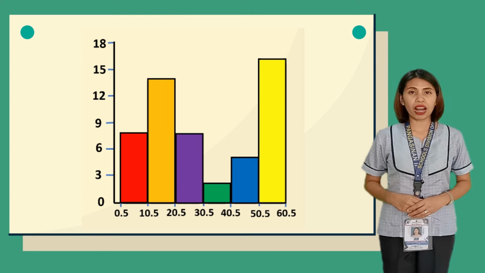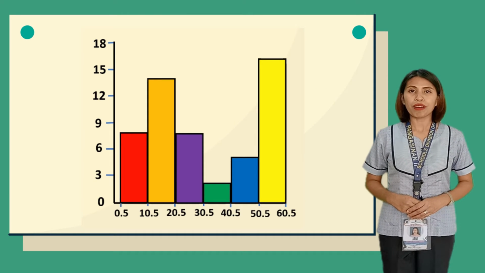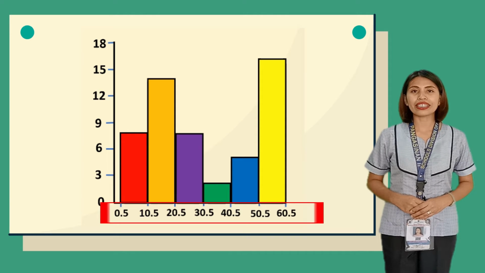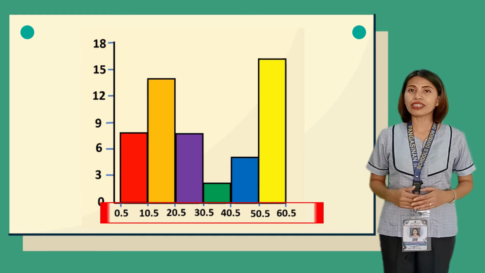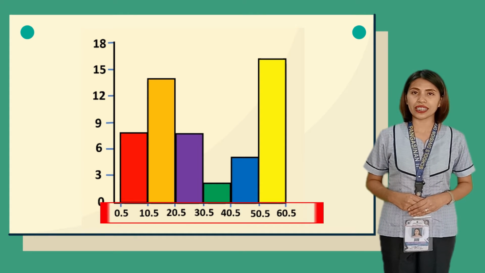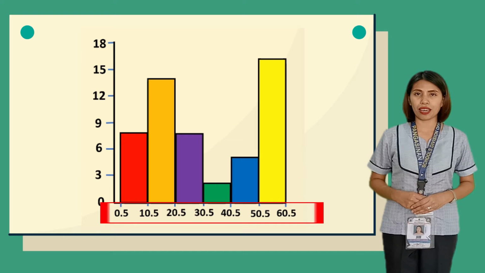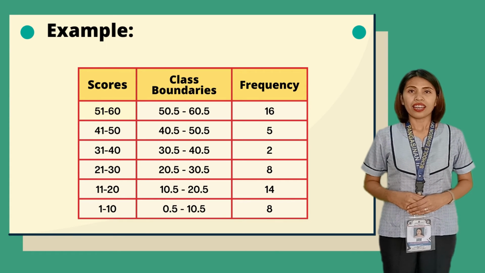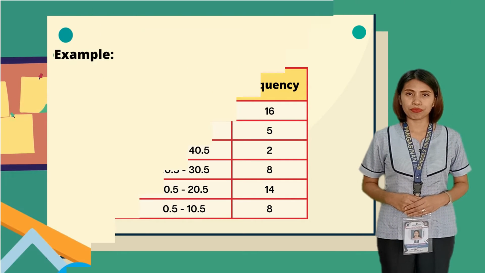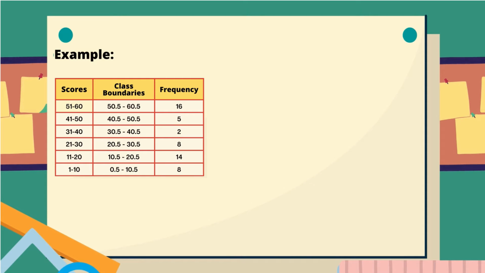Because consecutive bars of a histogram must touch, bars must begin and end at class boundaries instead of class limits. Class boundaries are the numbers that separate classes without forming gaps between them. Using the given data, let us construct a histogram. To construct a histogram using the given data, first, draw two lines perpendicular to each other intersecting at 0. The horizontal line is the x-axis and the vertical line is the y-axis.